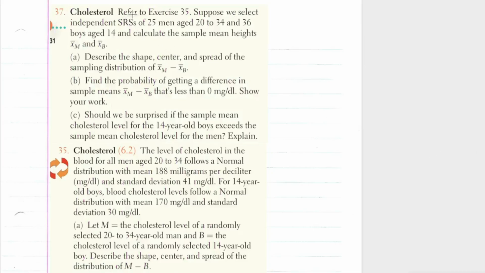All right, so refer to exercise 35, which is what I have here. Suppose we select independent simple random samples of 25 men aged 20 to 34 and 36 boys aged 14 and calculate the sample mean heights x bar m and x bar b. Describe the shape, center, and spread of the sampling distribution of x bar m minus x bar b.